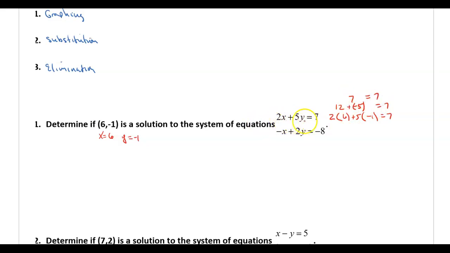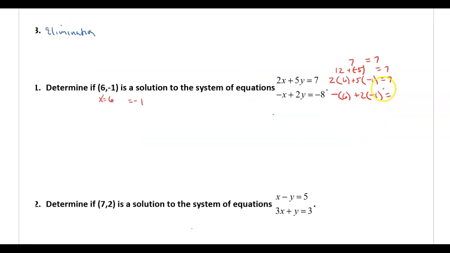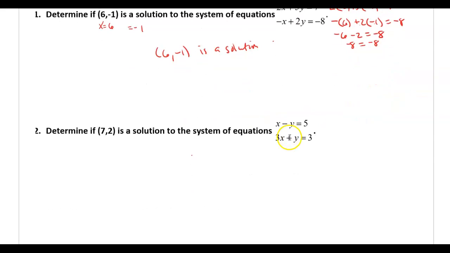So (6, negative 1) makes this a true statement, but we have to make sure it makes the second equation true. So negative, I'm going to kick out x and replace it with 6, plus 2 times y, which is negative 1. So is negative 6 plus 2 times negative 1 equal to negative 8, right? It's negative 6, and 2 times negative 1 is negative 2. Will that equal negative 8? Yes, negative 8 equals negative 8. Therefore, (6, negative 1) is a solution to this system of equations.